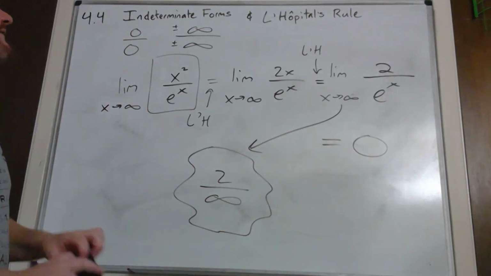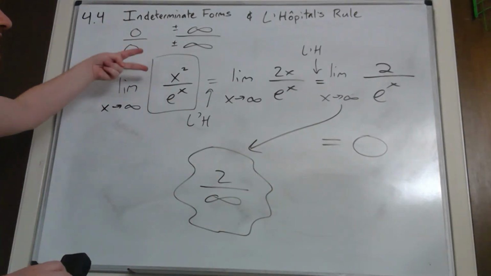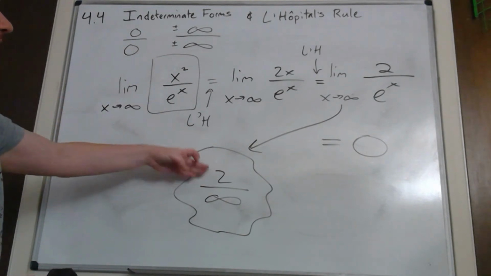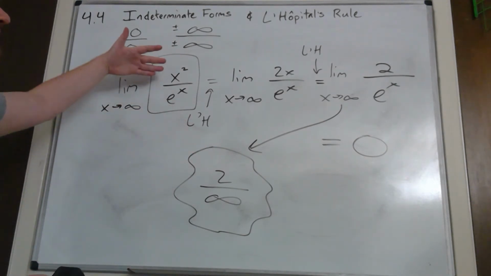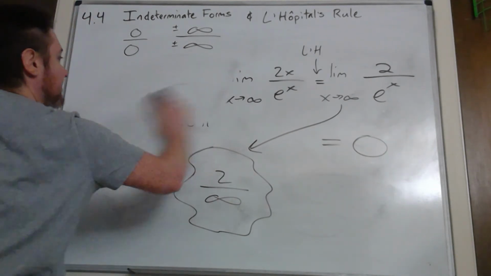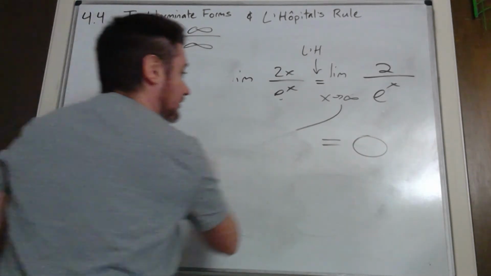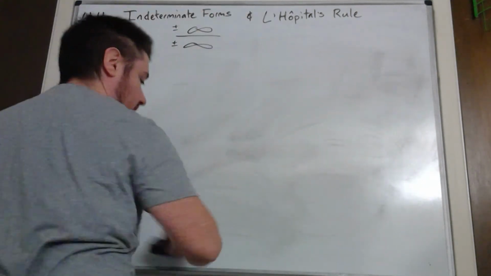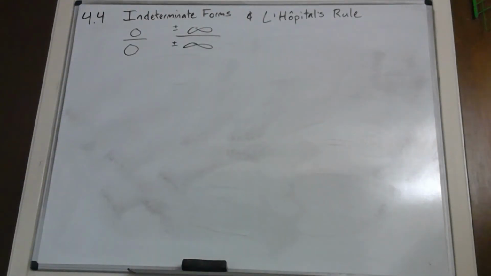If you took the reciprocal of this function and tried L'Hopital's, you'd have the infinity up top, because e to the x, the faster growing function, would live up top. So you might see what happens with that one. All right, let's try one more.